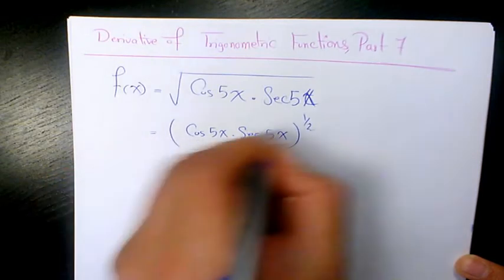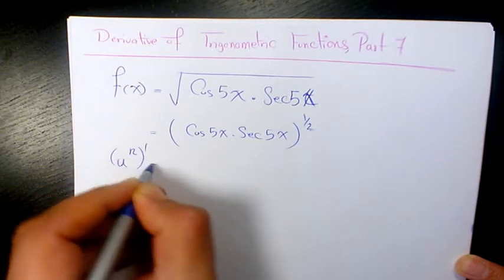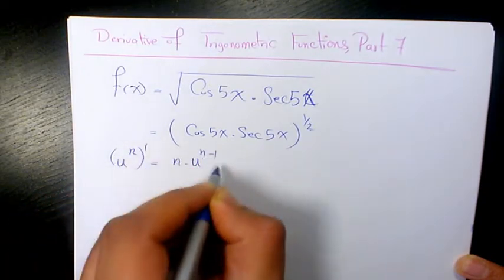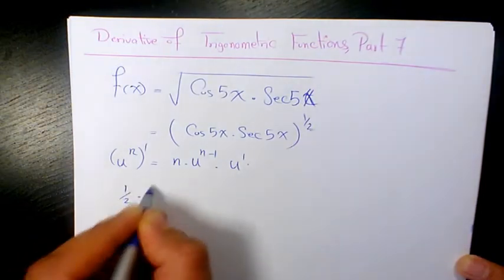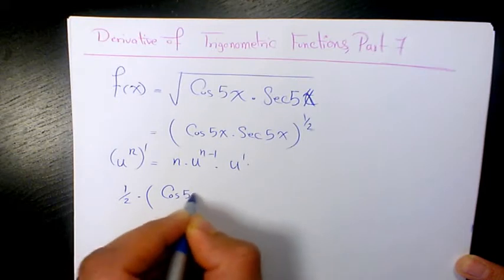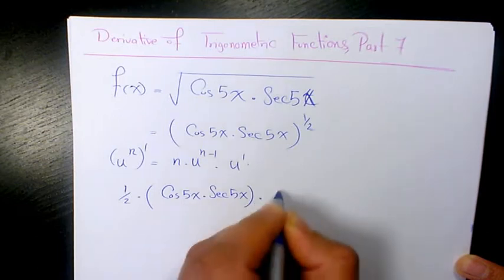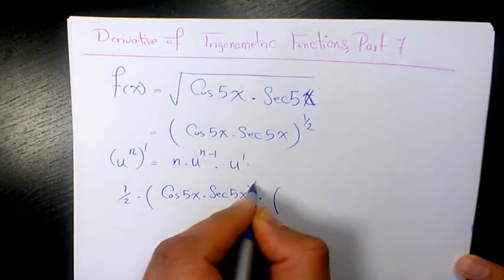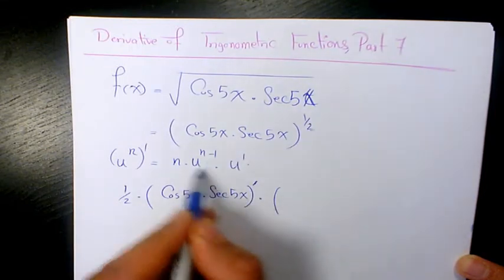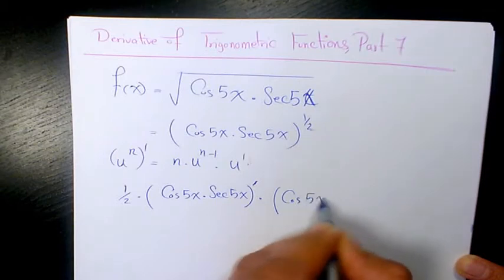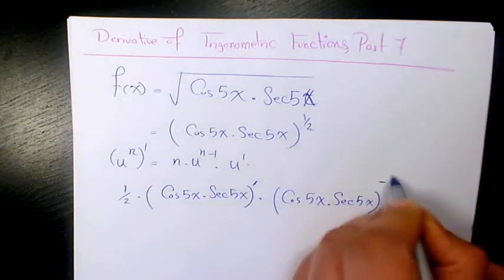And we know that for u to the power of n, the derivative will be n times u to the power of n minus 1 times u prime. We have the same situation here: 1 over 2 times cosine 5x times secant 5x, times the derivative of it, which is going to be the u prime. And then I need to write this part, cosine 5x times secant 5x to the power of 1 over 2 minus 1, which is going to be negative 1 over 2.